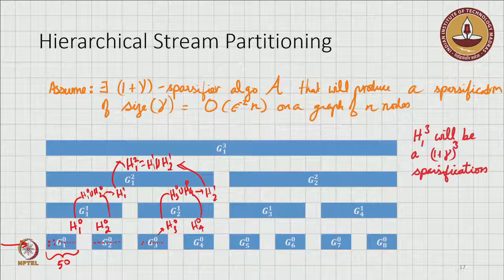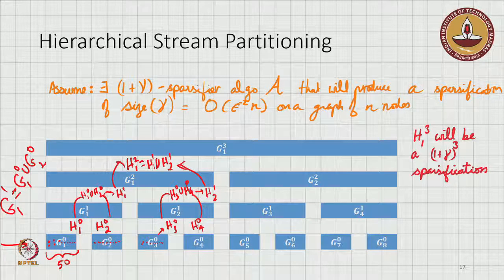Remember this G11, and here's something that I forgot to mention. G11 is nothing but the union of G10 and G20, and that's why you're able to take the union of those sparsifications and get the sparsification of the larger graph. So, your stream is always at this level, but for analysis purposes you can think of it as constructing the sparsification for larger and larger graphs.